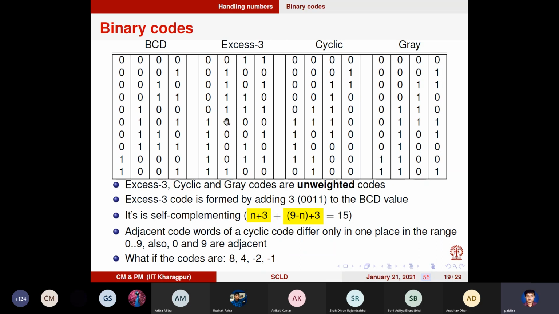So in general for BCD representation, this will not hold. But if you take the XS3, this will hold.